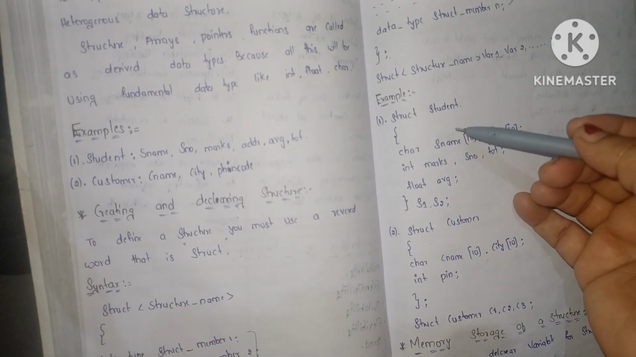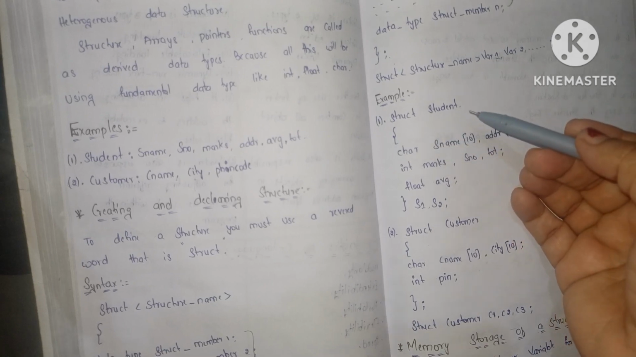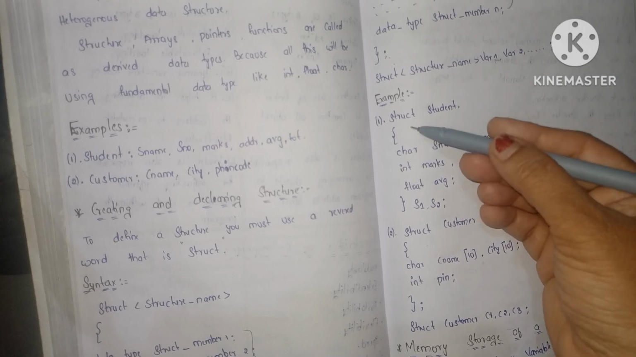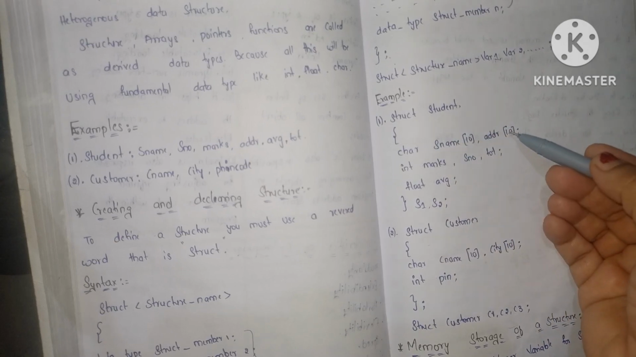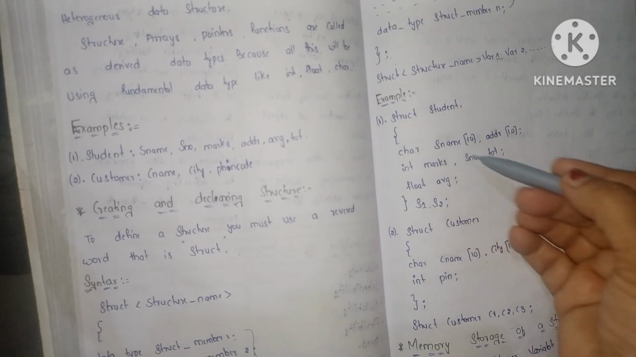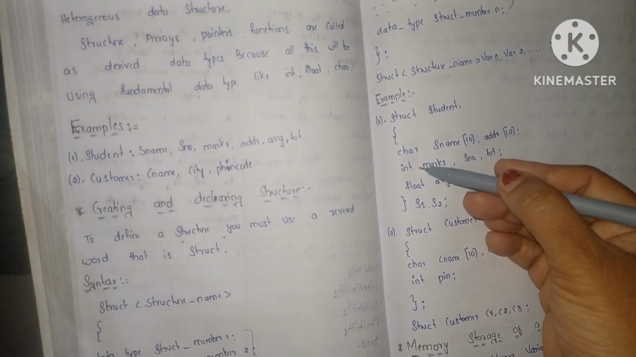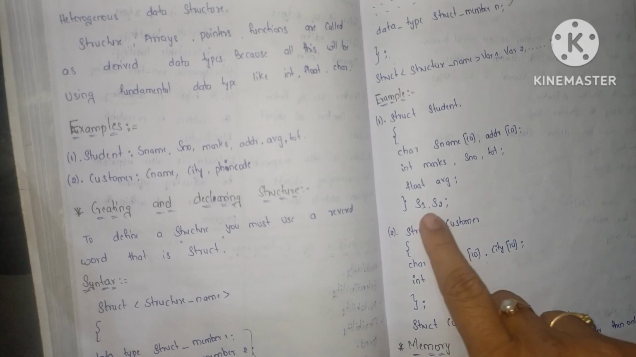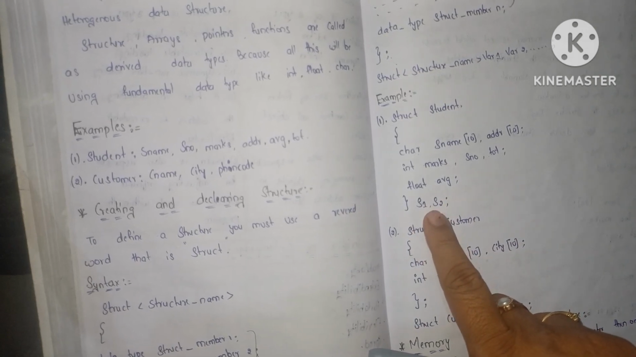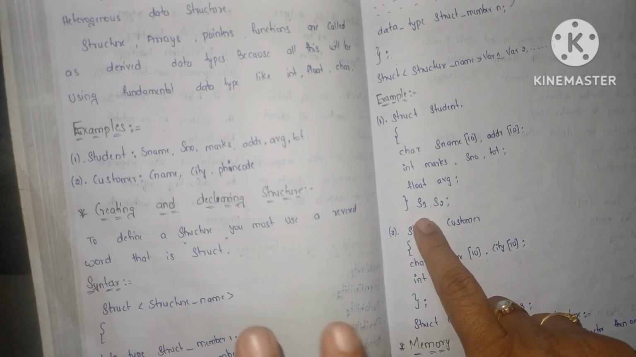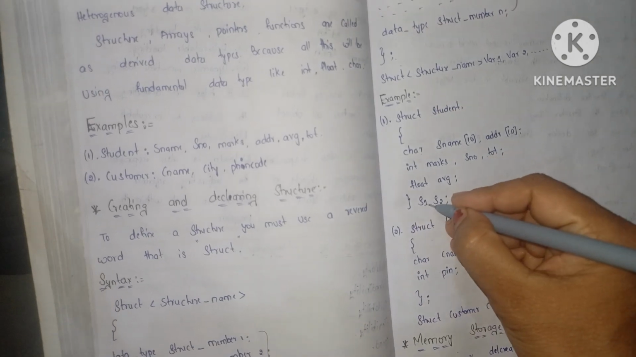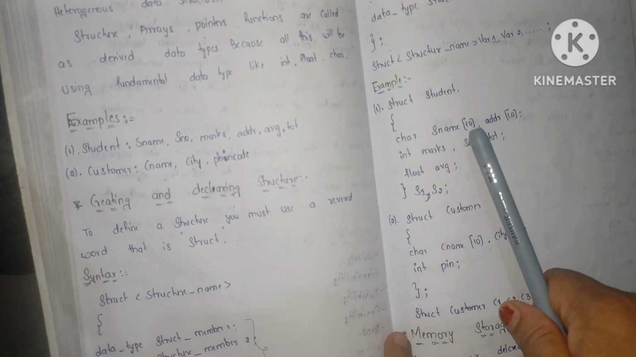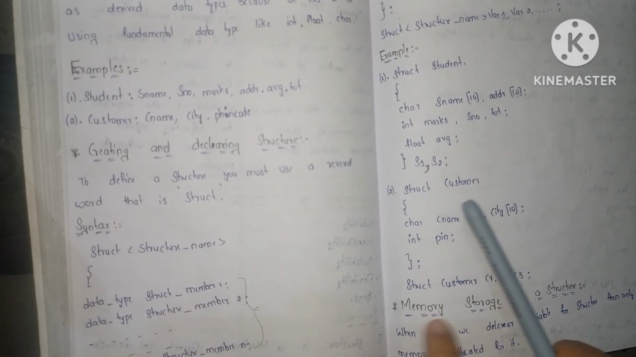This is the example, the student structure: struct student, curly bracket start. Here student name and address are both character data types. Then marks, serial number and total are all three integer data types. Then average is the float data type, then close the curly bracket. Here I am creating only two structure variables, S1 comma S2. So S1 and S2 are the structure variables of the student structure, semicolon. Here name, address, marks, serial number and total are called the members of a structure, and S1, S2 are the variables of the structure.